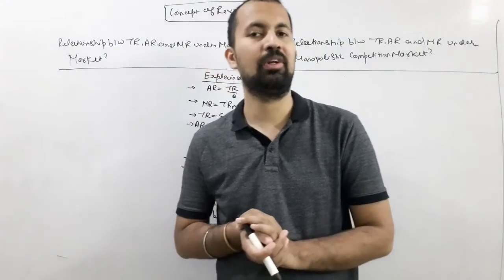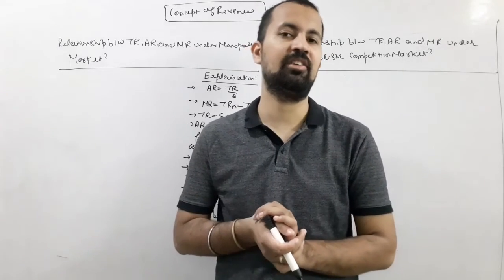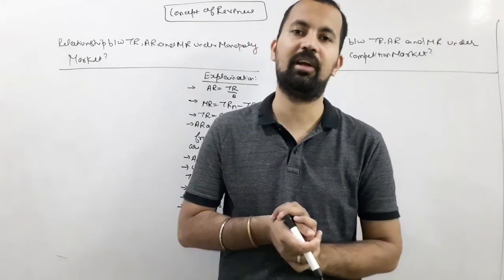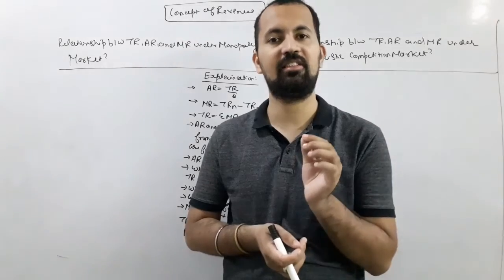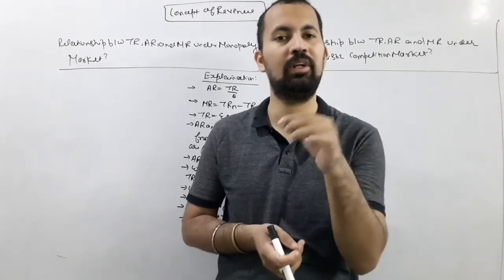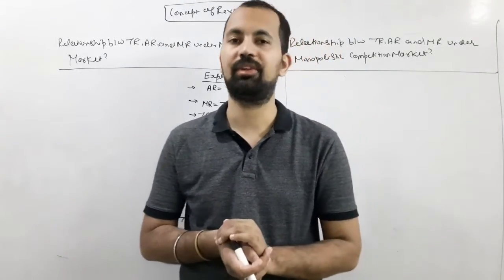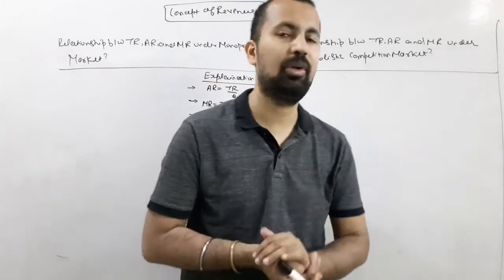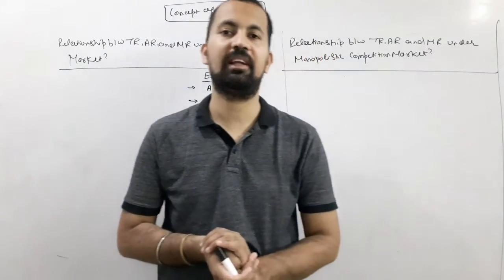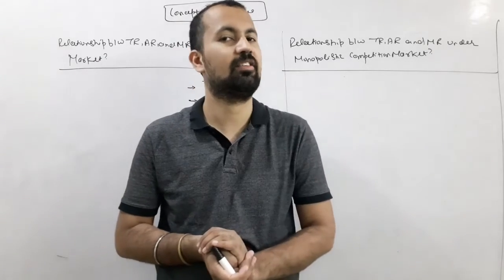So what does monopoly mean? Monopoly means a market in which there is a single seller and a large number of buyers. What does it mean, single seller? It means monopoly over the goods or monopoly over the commodities. Next is the monopolistic competition market. It is a market in which there are a large number of buyers and a large number of sellers.